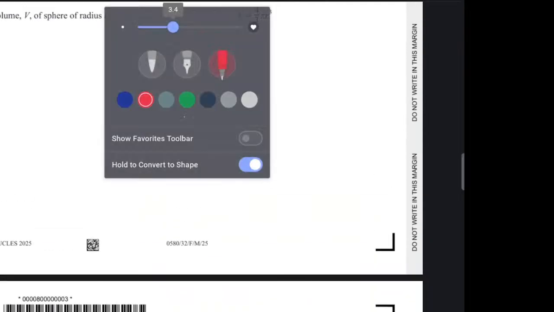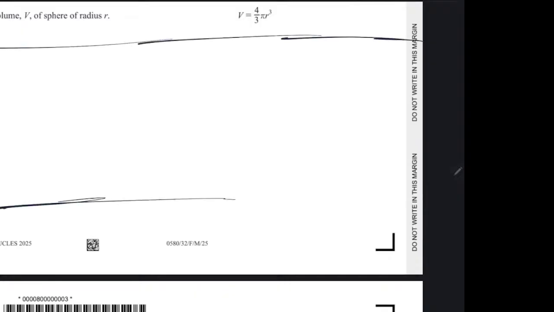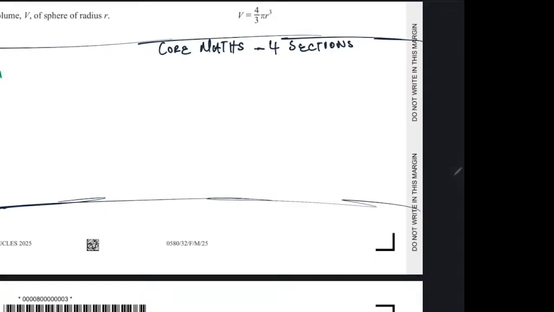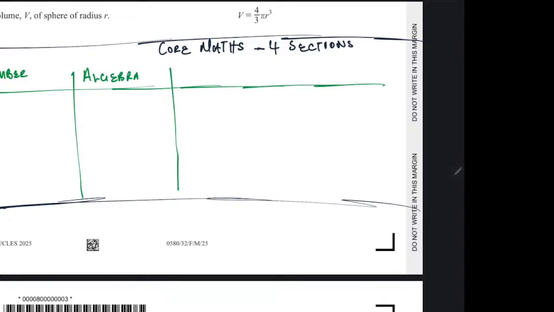Important concepts. So let me give you a tip right now. You see how maths is? Here is how maths is. Maths is divided into 4 sections, okay? The core maths. IGCSE core maths is divided into 4 sections. Are we together? The first section is called number. The second section is called algebra. The third section is called shape and space.